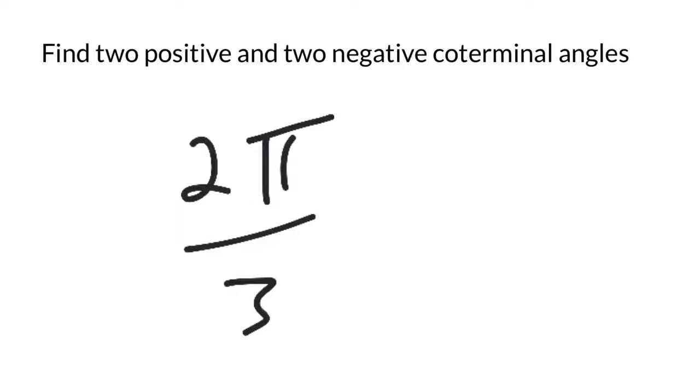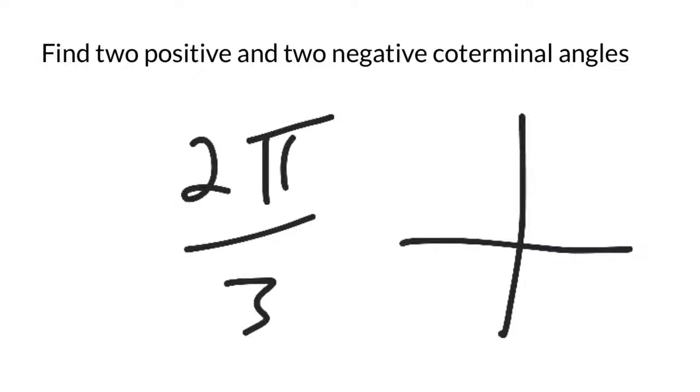If you need to find coterminal angles, that means you're looking for something that would land in the same place on a circle drawn for 2 pi over 3. So let's first visualize where 2 pi over 3 is.